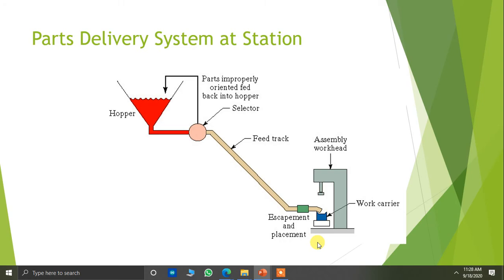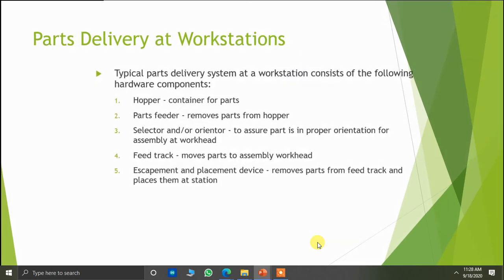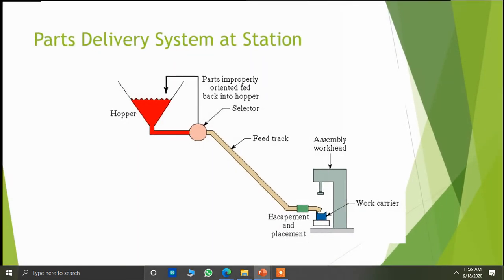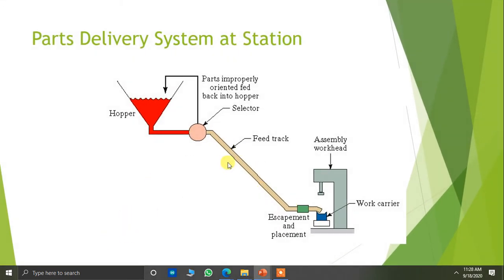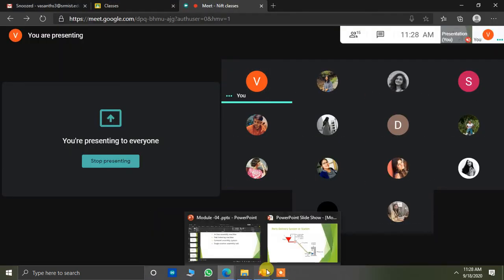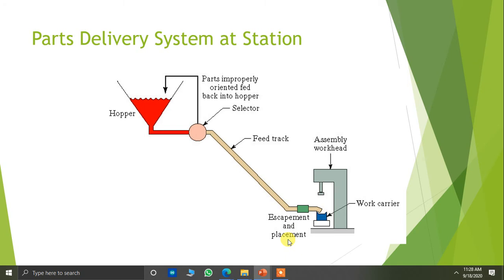But in certain cases which are non-gravity based, you have to actually track the movement. It could be a mechanical tracking or a non-mechanical tracking. After the materials are fed from the escape and placement cell, they will move on to your work carrier station, and the work carrier station will hold the device and the work process will happen.